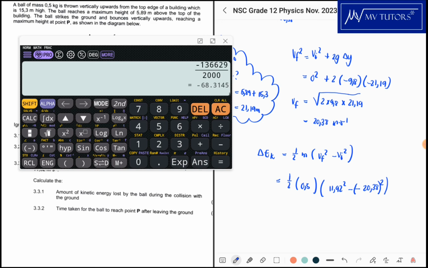Yeah, but this is energy lost. So we have negative 68.31 joules. So basically, the energy lost is 68.31 joules. That was lost. Yes, that's the energy that was lost: 68.31 joules.